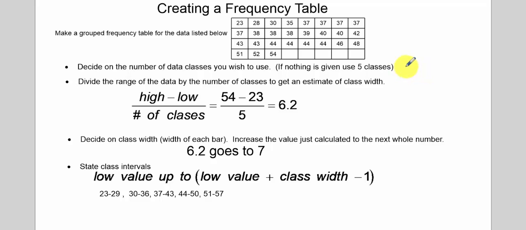To get those 5 classes and the size of those 5 classes, we're going to take the high number, minus the low number. So in this case, we have 54 and 23, sorry. And we're going to subtract those two. And then we're going to divide it by the total number of classes we want. We said we're going to have 5 classes. So we divide that and we get the number of 6.2. Now you can't really have 6.2 as a class size. So what we're going to do is we're always going to round any decimal up. And it's not even necessarily a round. We're going to just move it to the next whole number above it. So 6.1 goes to 7, 6.9 goes to 7.